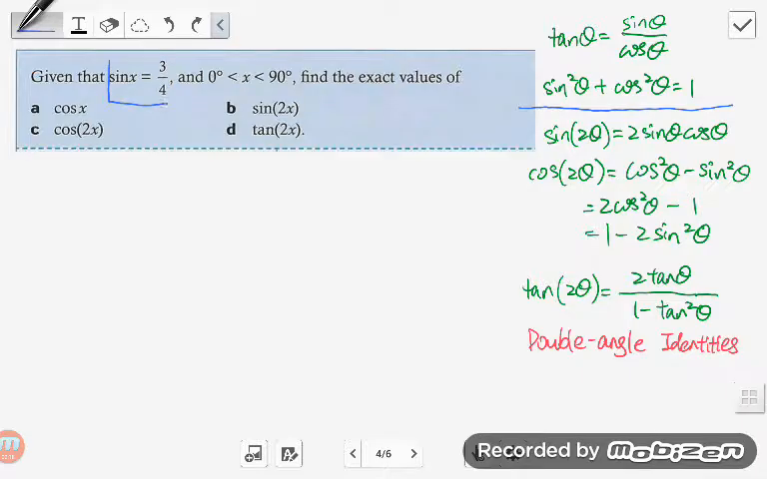if you have your unit circle, is there an angle x that has a sine value, which means a y coordinate, of 3 over 4? Look at your unit circle. Is there any angle that will give you that sine value? We don't know, right? Because maybe there is, but it's not on the unit circle, right?